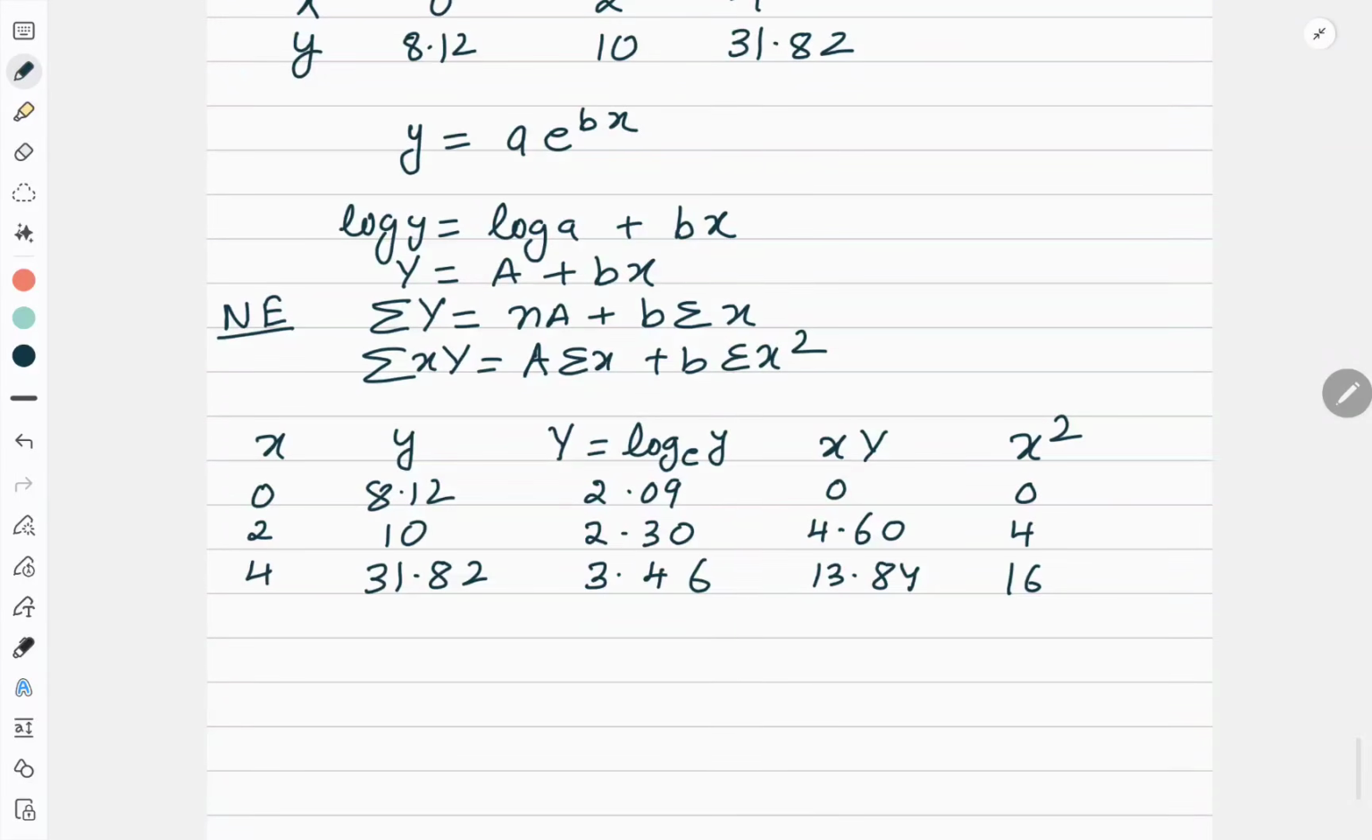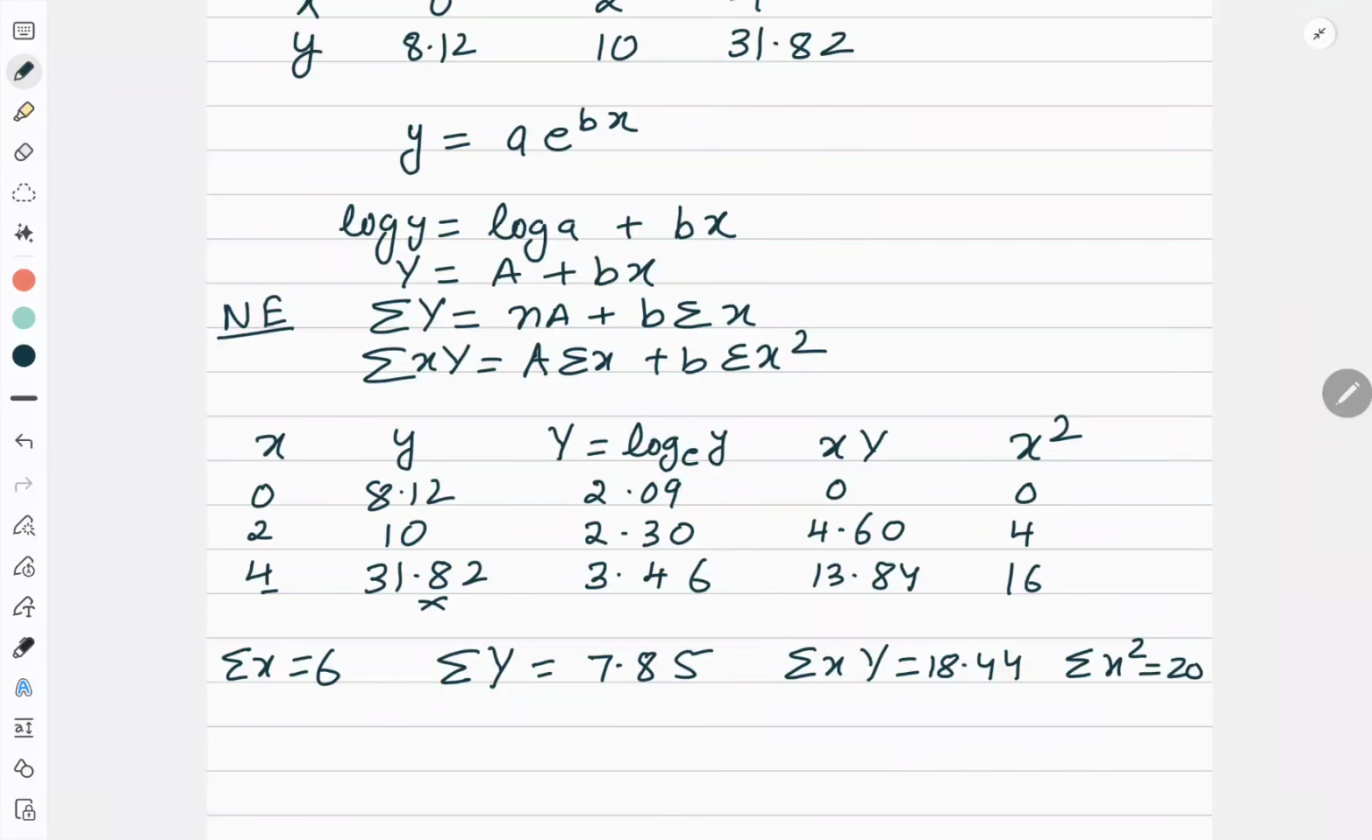Now I will add up all the columns. So summation x is equal to 6, see, 4 plus 2, 6. Then summation y, actually I don't need it. Summation capital Y I need. So summation capital Y is 7.85. Summation xY is equal to 18.44 and summation x square is equal to 20.